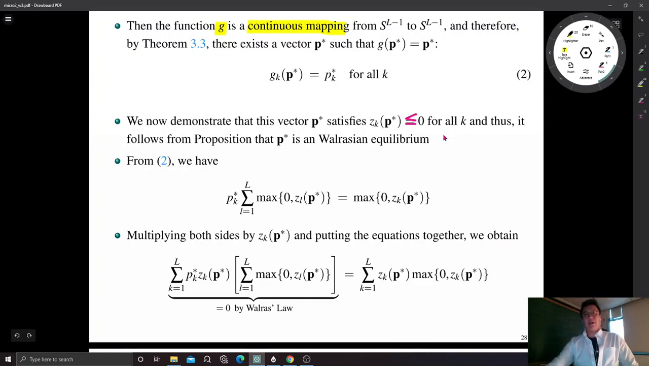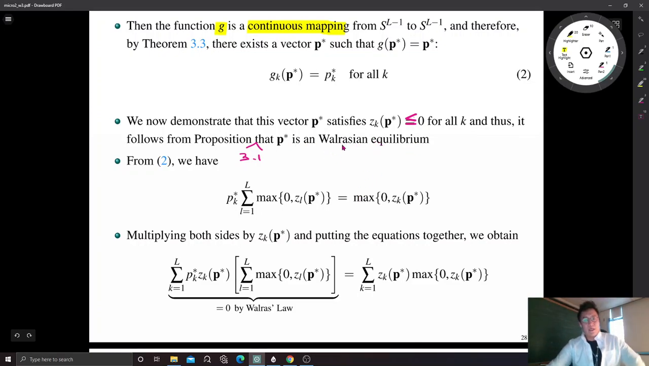Non-positive for every k. So by proposition 3.1, several typos in this slide, I'm sorry about that. But from proposition 3.1, we know that if the excess demand function is non-positive for every k, then this p star is a Walrasian equilibrium.